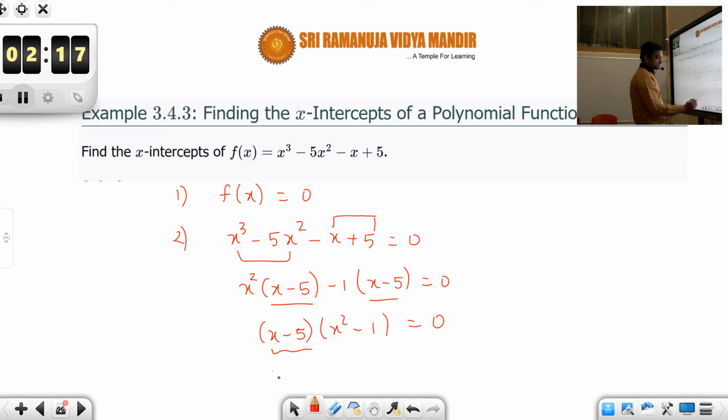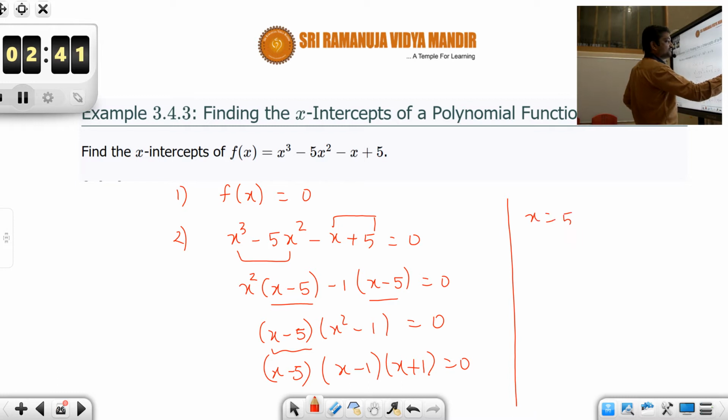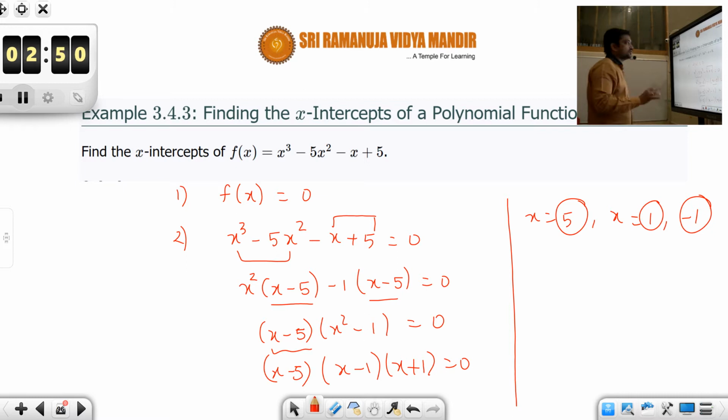Look at x square minus 1. This is a quadratic, and it is in the form of difference of squares. So you can write it as x minus 1 times x plus 1. Now the next step is to equate each factor to 0. Because the product of 3 factors is 0, individually any one of the factors should be 0. That means x should be 5, or x should be 1, or minus 1. So all these, 5, 1, minus 1, are what we call the zeros or the x-intercepts. Okay students, so zeros of the polynomial and x-intercepts all mean the same.